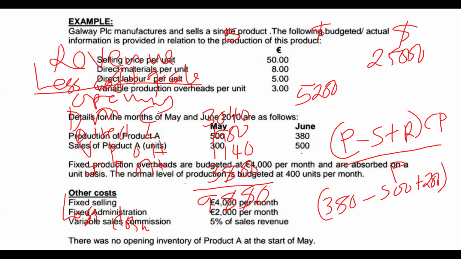It was 200 units because they produced 500, then they just sold 300 in May, so they had that difference. So all that divided by the units that were produced, which is 380, and multiplied by the cost of production, which is 9,880. What do you find? Let's work out what is inside the bracket: 380 minus 500 plus 200. What do you get?